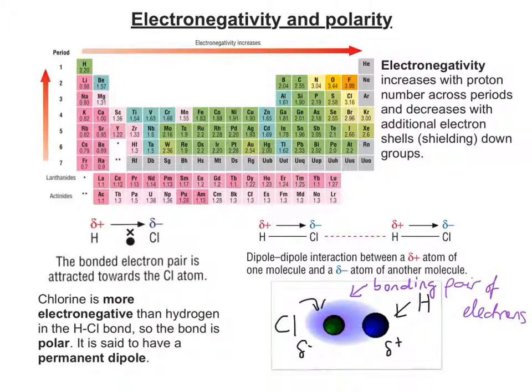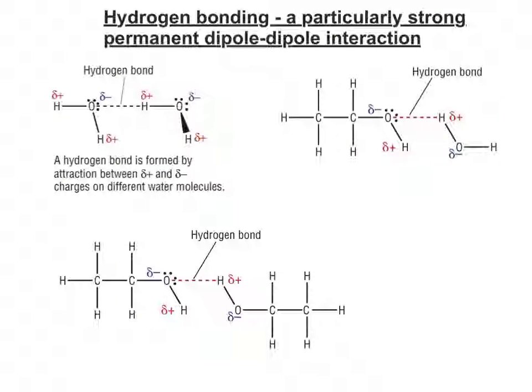Okay, so now we've introduced the idea of intermolecular forces. This isn't the only type of intermolecular force that we can get. So we're now going to look at something called hydrogen bonding. So hydrogen bonding is a particularly strong type of permanent dipole-dipole interaction.